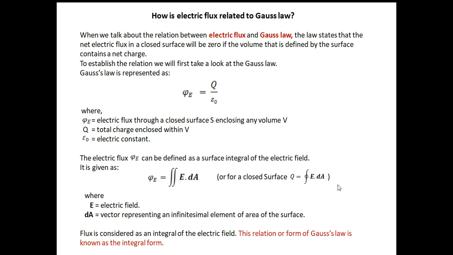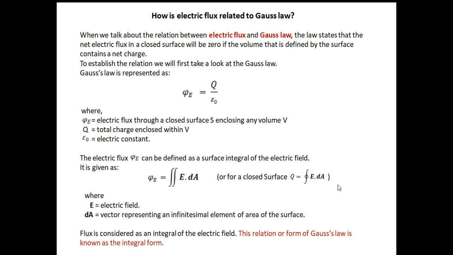Now, let us understand how electric flux is related to Gauss's law. When we talk about the relationship between electric flux and Gauss's law, it states that the net electric flux in a closed surface will be zero if the volume defined by the surface contains no net charge. So to establish the relation, we will first take a look at Gauss's law.